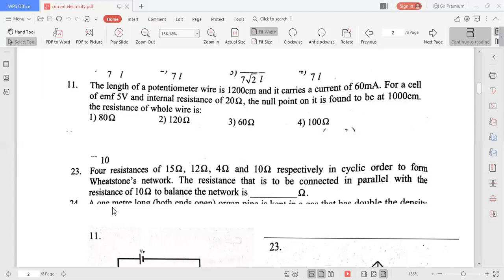Potential gradient, say rho, is equal to the potential drop across the potentiometer wire over the balance length, that is E by balance length L. Suppose the balance length obtained is this one. Across this balance length, the potential drop is equal to the potential difference between the two terminals of the cell when the balancing point is obtained.